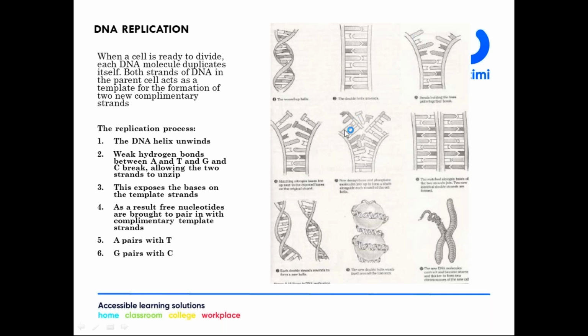Remember, adenine always pairs with thymine and guanine pairs with cytosine. Okay, so you must remember that when this happens. Okay, then the DNA strands will wind back together. They will wrap around a histone and a new chromosome will be formed. An X-like structure will be formed.